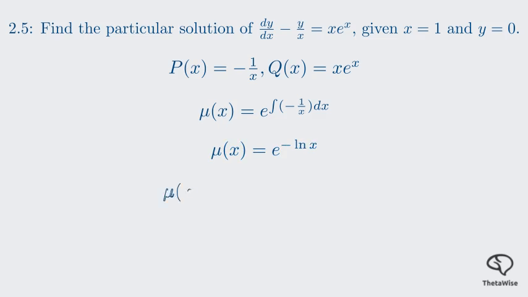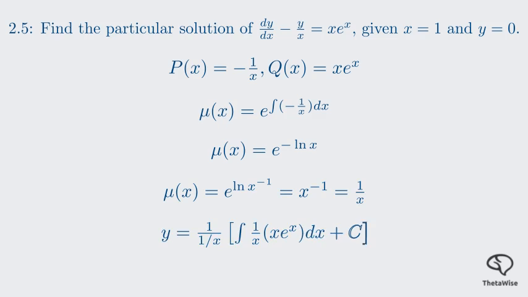Using logarithm rules, we can write negative ln x as ln of x to the power of negative 1. This cancels with the exponential, leaving us with x to the negative 1, which is just 1 over x. Now we set up the general solution. y equals x times the integral of 1 over x times x e to the x dx plus c.